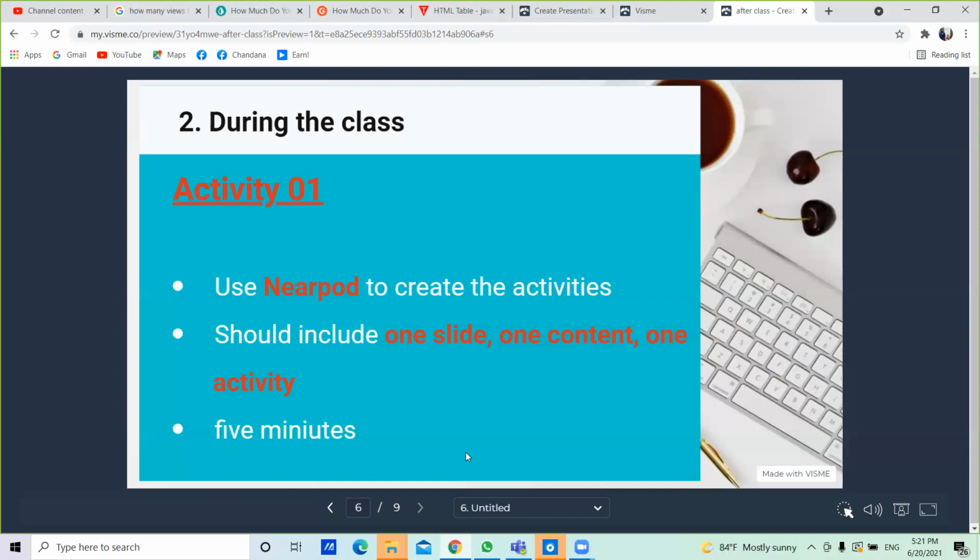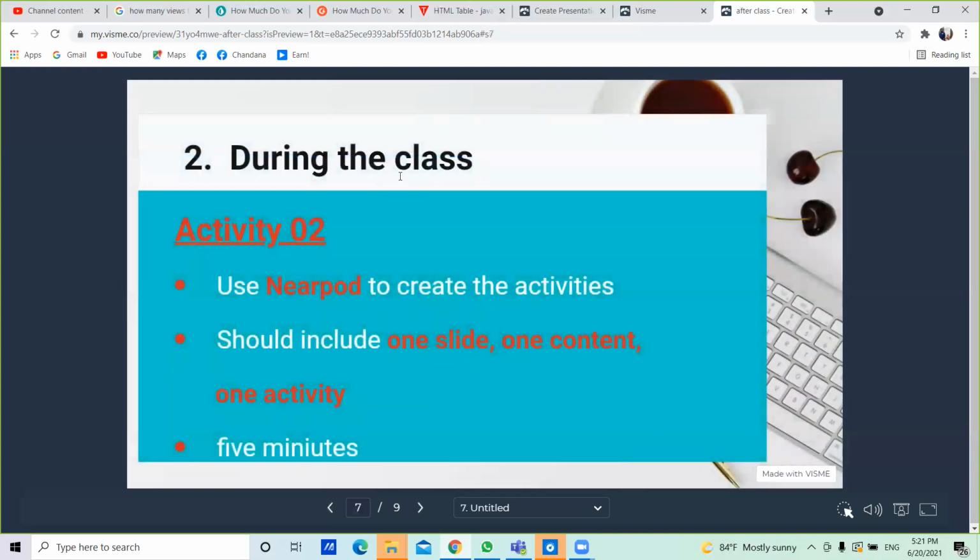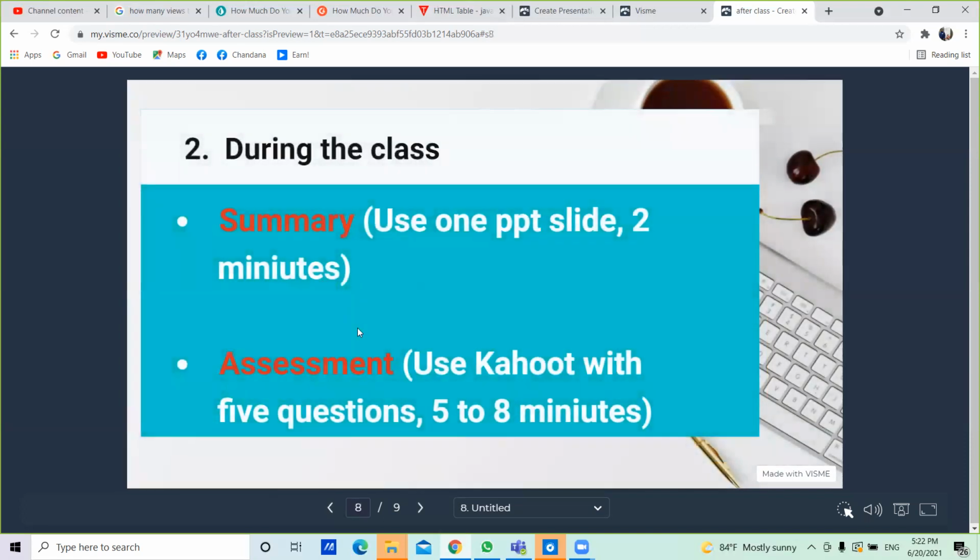You can do the same thing for the second activity. For the second activity also, you can use Neopod or any other web tool to create the activities. Also spend 5 minutes for that. Then after you finish the development part, move to the next section, that means the summary.